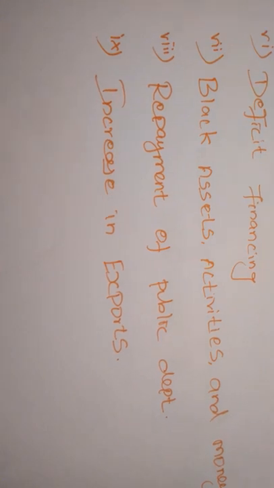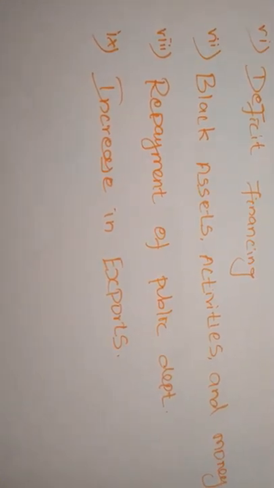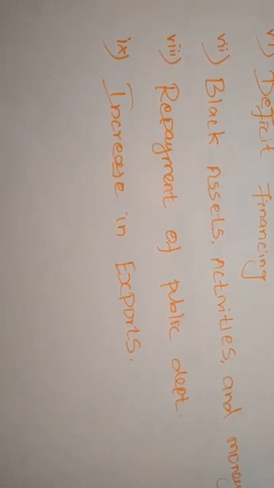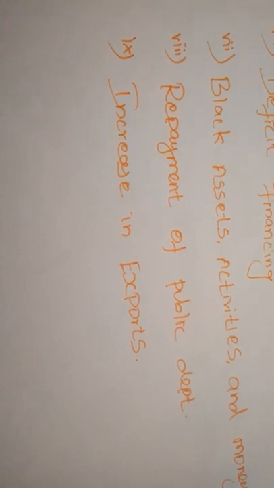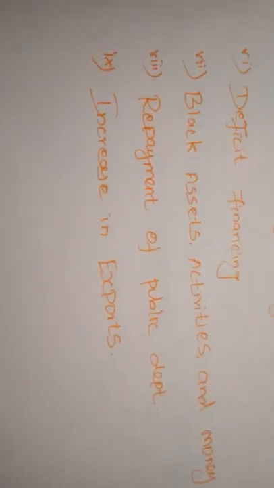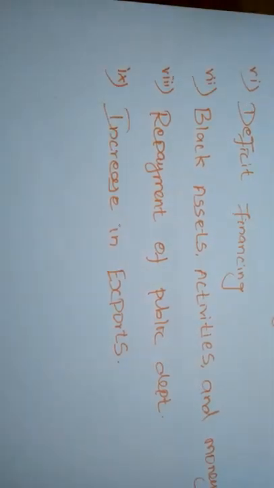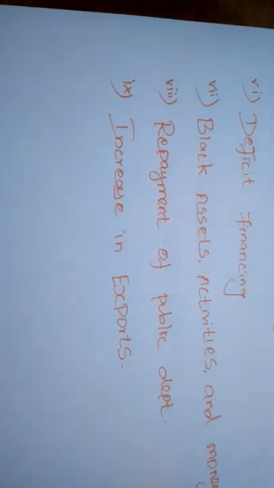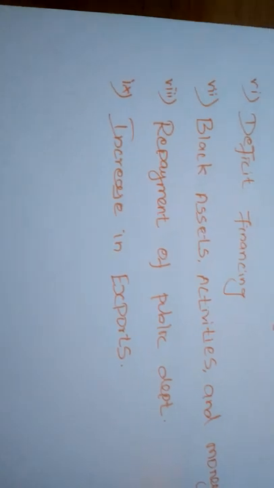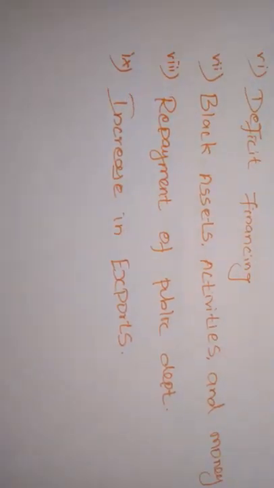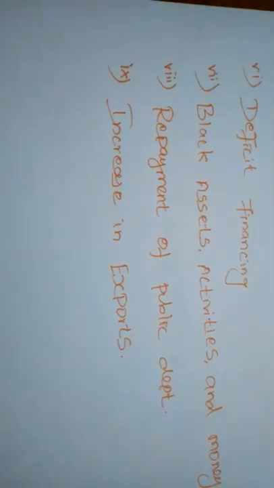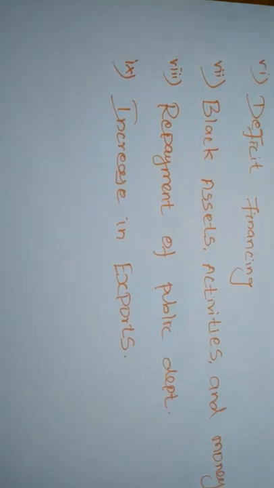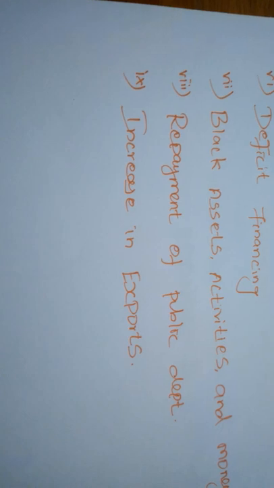And the next one is repayment of public debt. Whenever the government repays its past internal debt to the public, it leads to an increase in the money supply with the public. Normally, the government borrows money from the public by selling debentures and bonds. But when the government repays the money to the public, the public will have more money, because all the debentures go back into the hands of the government.